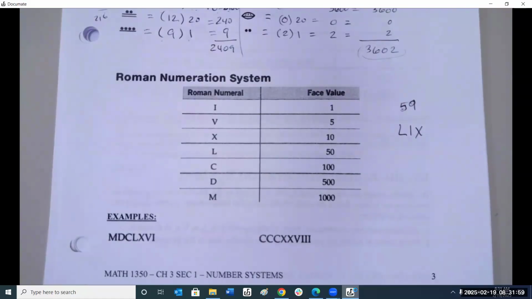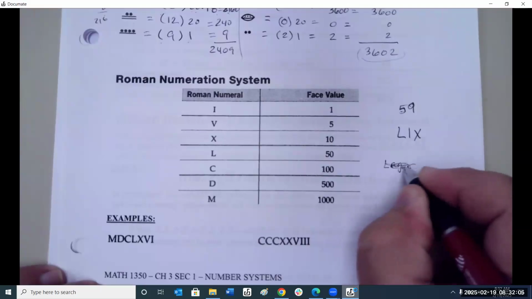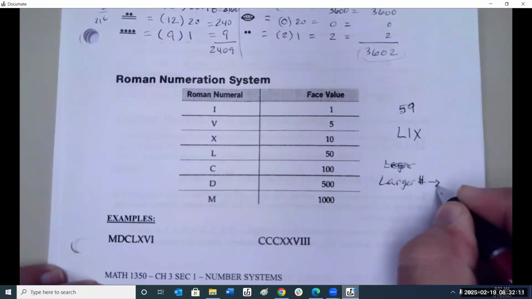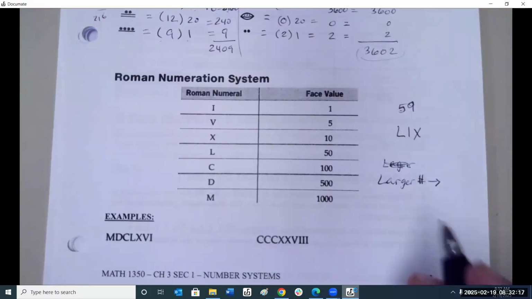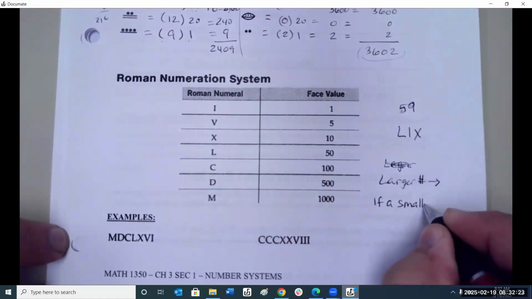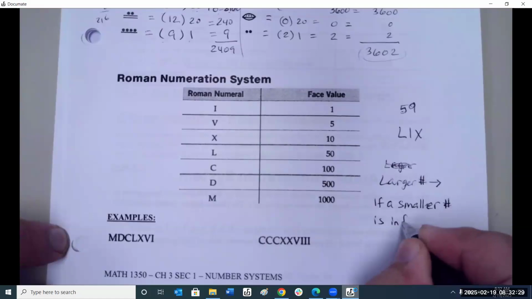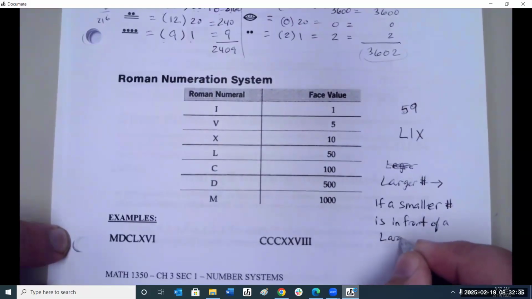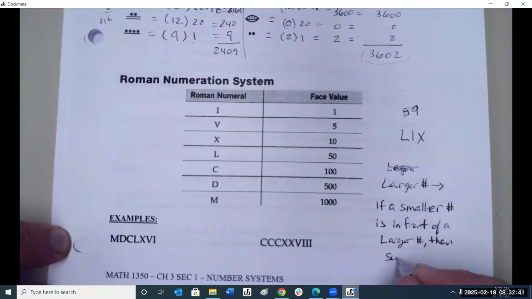In the Roman numerical system, the numbers are written larger number going down. But if a smaller number is in front of a larger number, then subtract it.